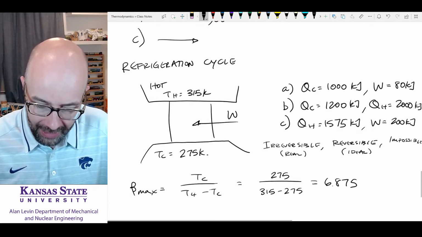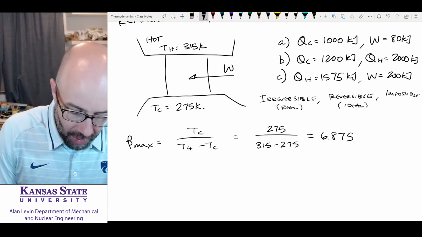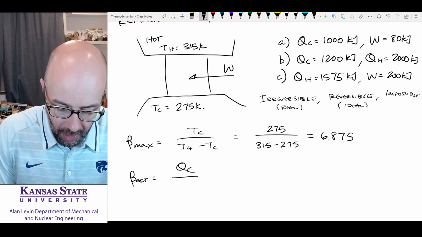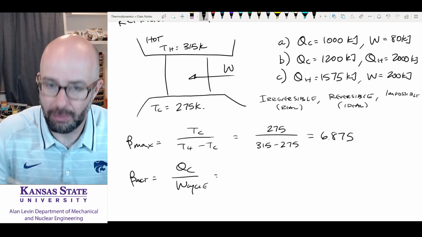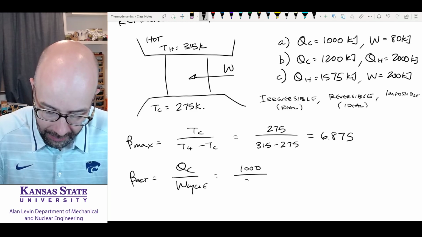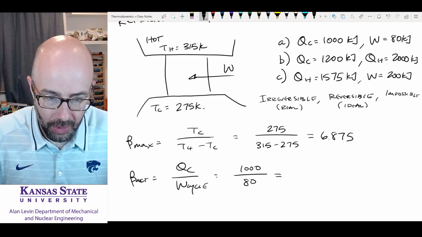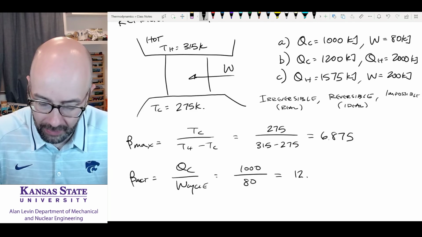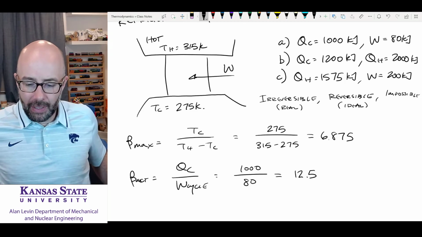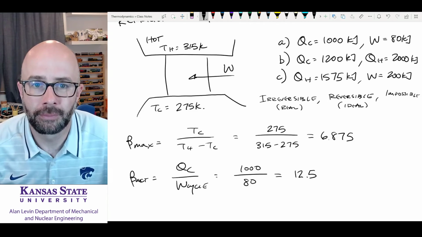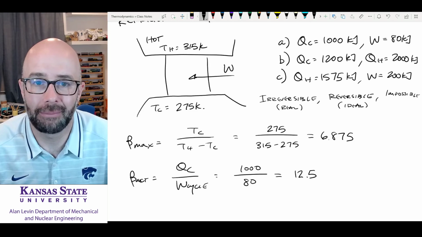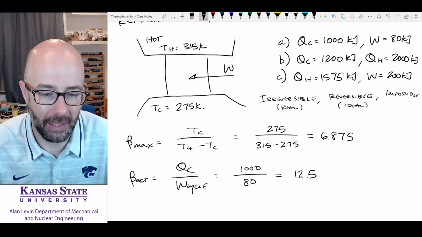Okay, so if we look at A, we know also that beta actual is equal to QC over the work of the cycle. And that's what we have in part A. We can put that in there, which means we put 1,000 in here, and we have 80, and that gives us a number that is equal to 12.5. Which one is that? Is that irreversible, reversible, or impossible? Well, the actual is higher than the maximum, so it's impossible. This can't happen. This cannot be the thing that we could do.